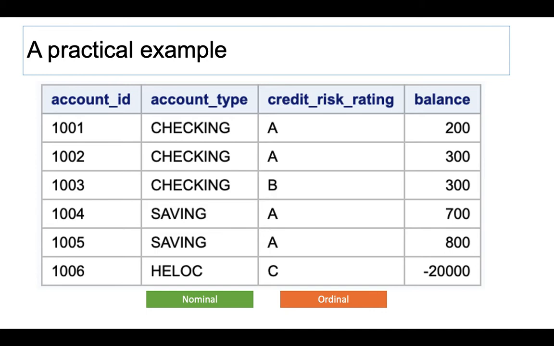So we have different types of accounts. The first type is checking, the second type is saving, and the last one is HELOC. When you look at the credit risk rating for a checking or saving account, usually the rating is really high because the risk is really low, right? What's the chance people default on a checking and saving account? But sometimes you do have a lower rating here because some checking and saving accounts support something called overdraft.